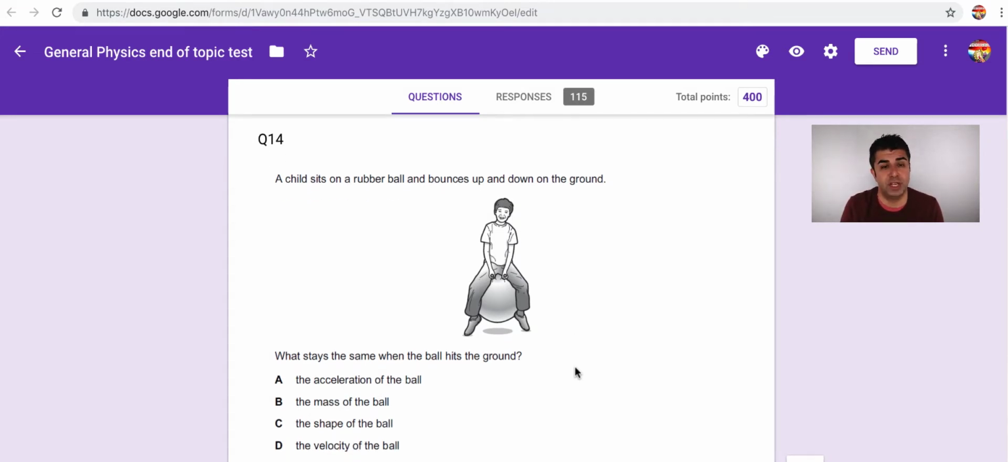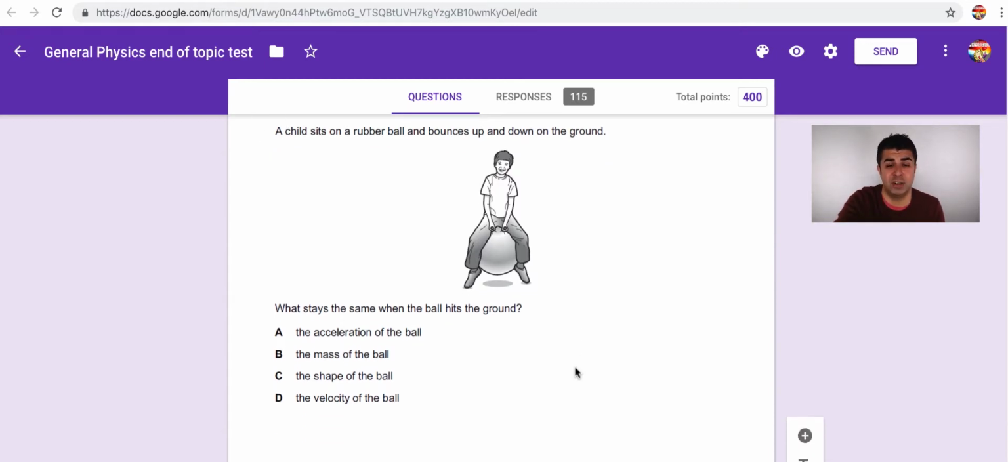Question number 14. A child sits on a rubber ball and bounces up and down on the ground. What stays the same when the ball hits the ground? Now this often causes confusion. It's the mass of the ball that stays the same. If it's a rubber ball and it's bouncing on the ground, the shape will not be staying the same. If it's bouncing up and down, its acceleration is not going to be the same because it'll be changing direction.